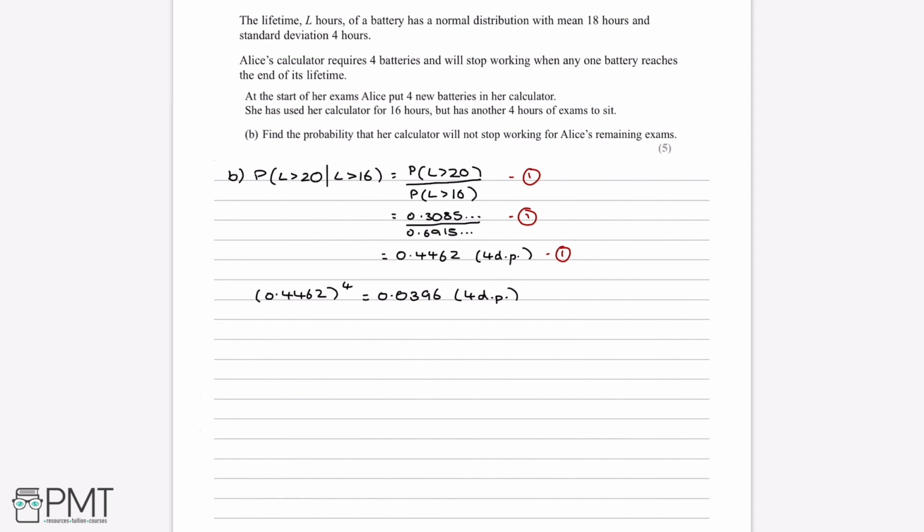And then we get our last 2 marks from this. So one as a method mark for doing 0.4462 to the power of 4, and then a further answer mark for finding that the answer to this question is 0.0396 to 4 decimal places.